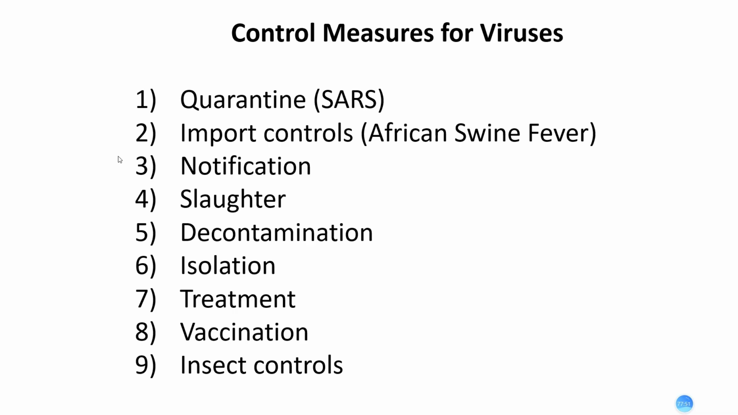Then I'd like to talk a little bit about the control measures for viruses. Well, this is not in our textbook. Control measures for viruses. What type of methods can we use to control or prevent viral infection? Here are some measures we can think about, and some of them are just for animal viruses, such as slaughter. We're not slaughtering people, okay?